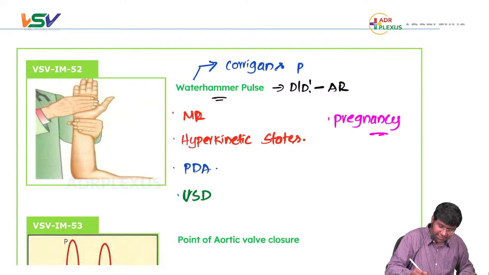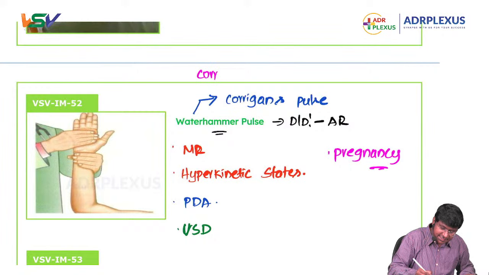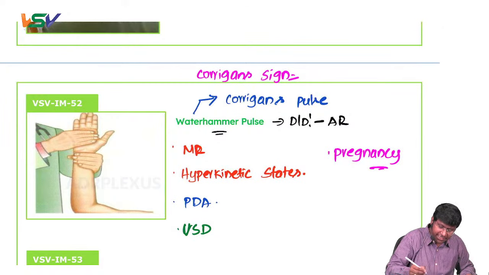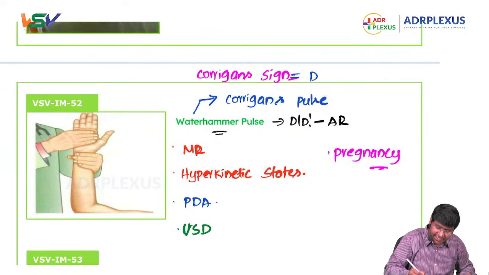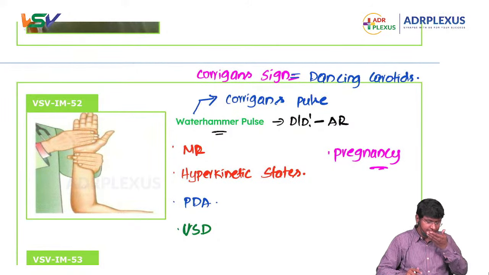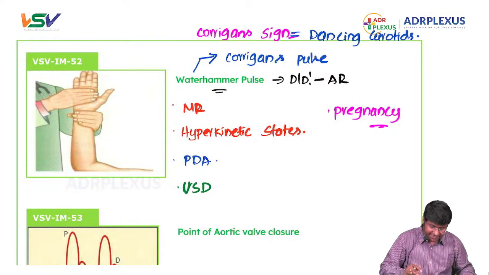You should not get confused between these two names, Corrigan's pulse and Corrigan's sign. Please tell me, what is Corrigan's sign? Anyone? Very good. Corrigan's sign is your dancing carotids. So Corrigan's pulse is your Waterhammer pulse, whereas Corrigan's sign is the dancing carotids. So this is the story related to the Waterhammer pulse.